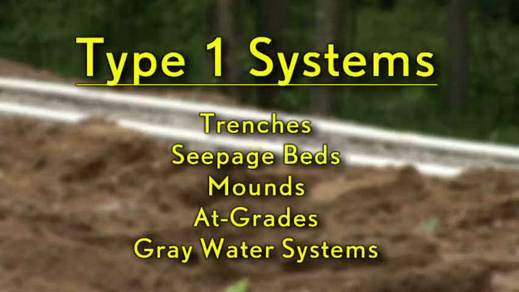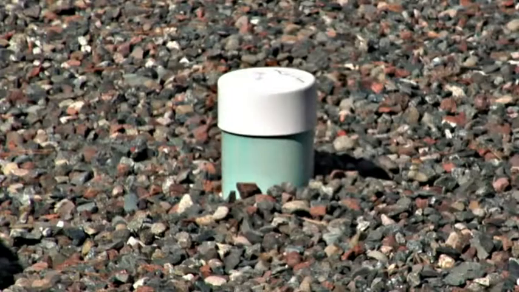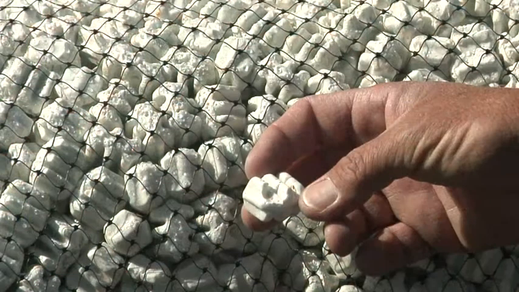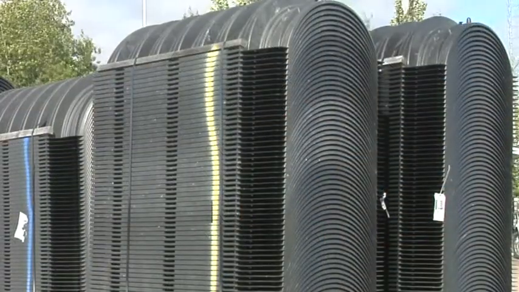Type 1 systems are trenches, seepage beds, mounds, at-grades, and gray water systems. All Type 1 systems must have at least 1 foot of seasonally unsaturated soil to be constructed on. Distribution media can be approved rock or MPCA registered and approved proprietary distribution products.